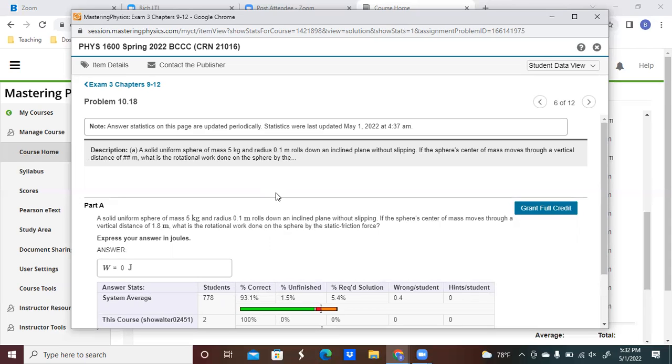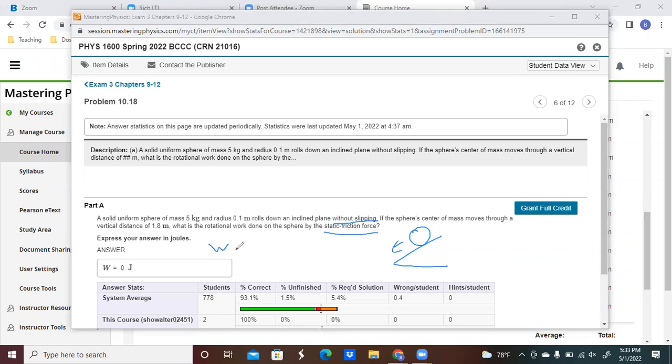Okay, this question is somewhat tricky, and here's why. Essentially, you have the sphere, and this is going to look a little bit close to what the problem we just finished working was, but we've got the sphere that's right here, and it's rolling down this direction, and it's rolling down an inclined plane without slipping. And that's the key part right here, without slipping. It doesn't really matter how far the sphere's center of mass ends up moving. What we're concerned with here is the work done by the static friction force.